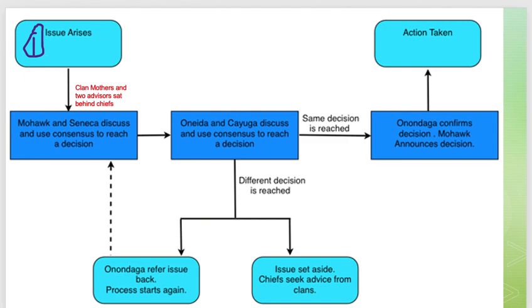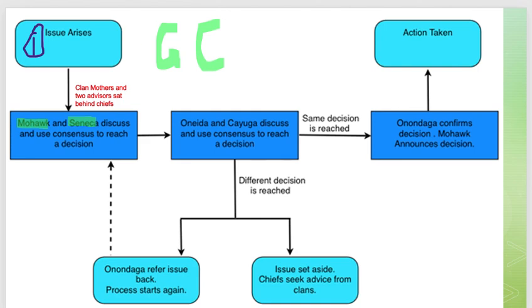So first, an issue arises. Two of the 6 tribes, the Mohawk and the Seneca, will discuss it first, and then they discuss in their group, the chiefs, right? Because this is the Grand Council. The Mohawk and the Seneca will discuss until all of them agree on how to take action.